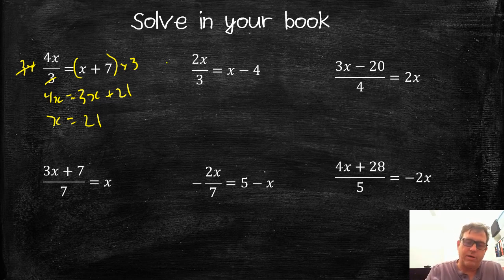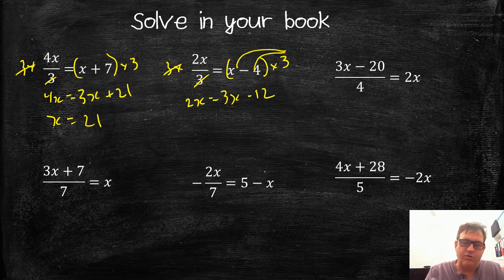Next one, I'm going to multiply by 3. Everything on the right by 3. I'm going to have 2x. And now if I multiply out the bracket, 3 times x is 3x. 3 times minus 4 is minus 12. If I subtract the 2x, I get 0 equals x minus 12. Add the 12. I'll have to put the x on the left. x equals 12.